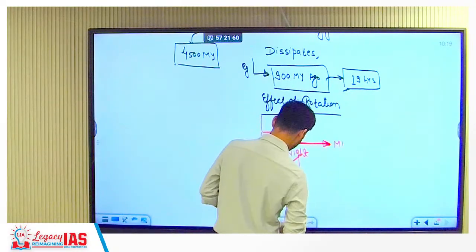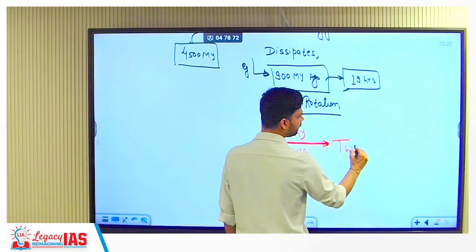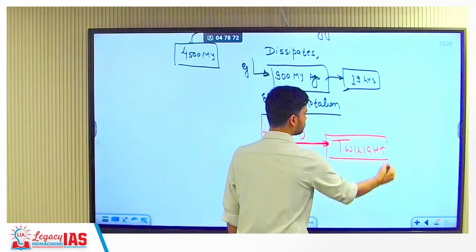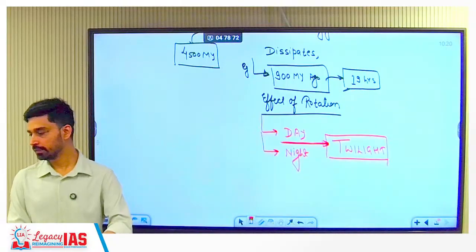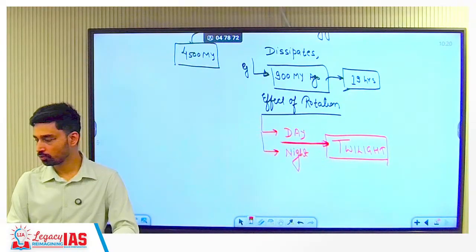Between day and night, the part of the day is called twilight. Both in the evening and the morning, you experience something that is called twilight.